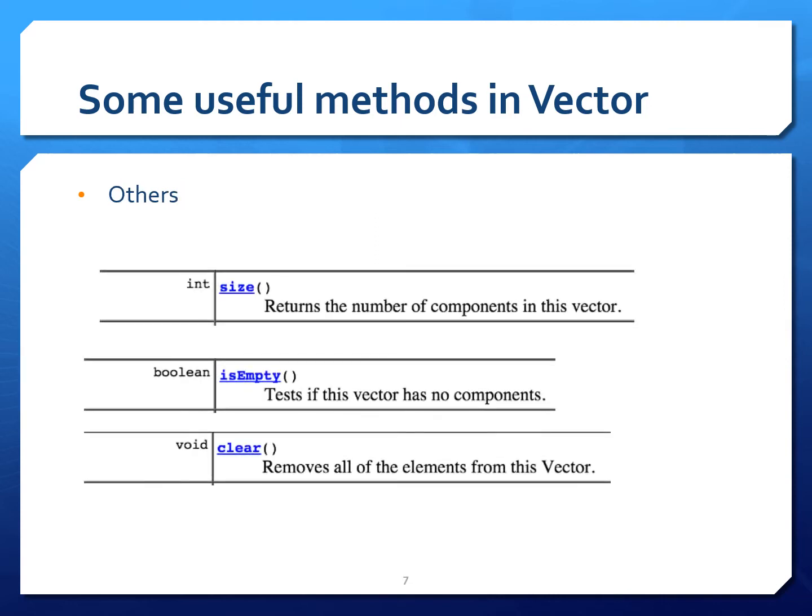The other useful methods are size, isEmpty, and clear. Size method returns the number of elements in the vector. isEmpty method returns a true if there are no elements in the vector. Clear method will remove all the elements in the vector.